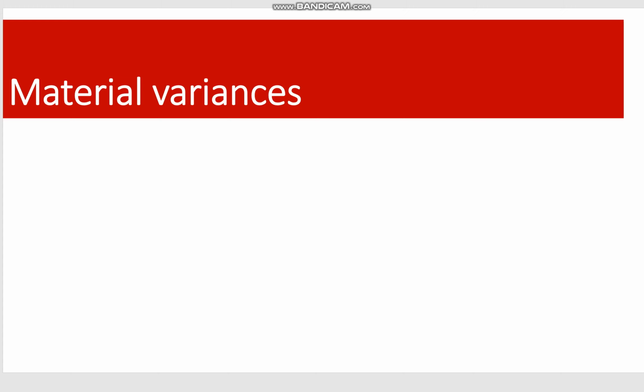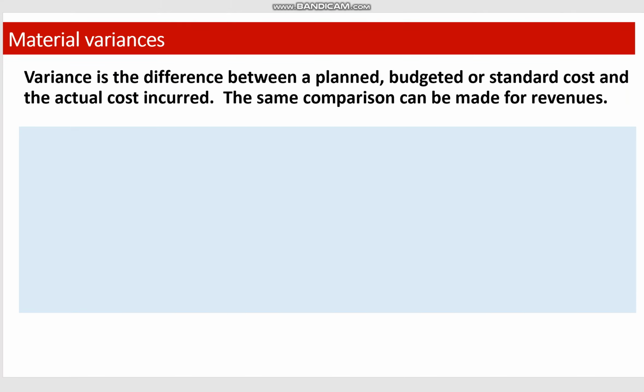In this session, we are going to calculate variances for materials, material cost variances. So before we look into the material variances, variance is the difference between a planned, budgeted or standard cost and the actual cost incurred. So when we compare the standard cost with the actual cost, the difference is called variance. It's not only for the cost, the same comparison we can use for the revenues or sales as well.